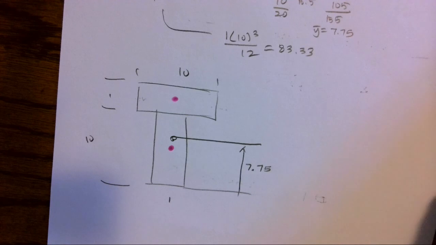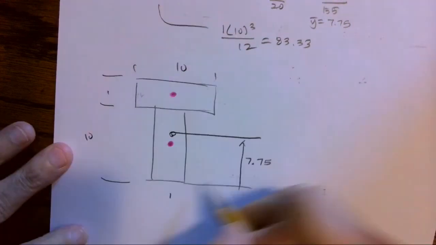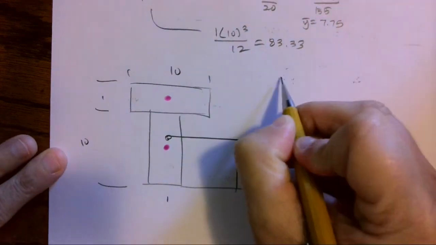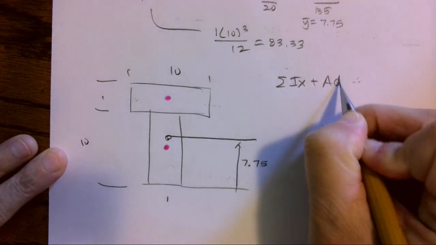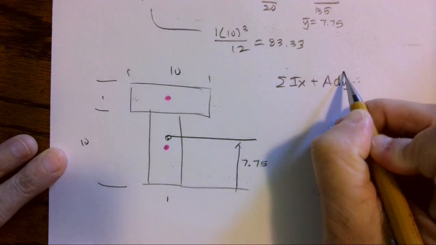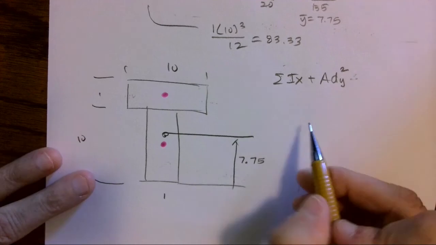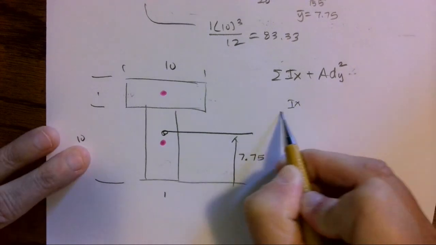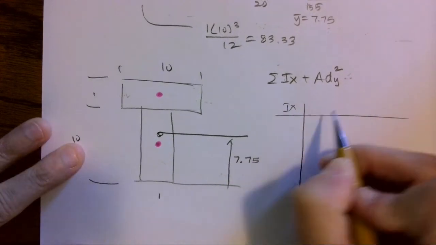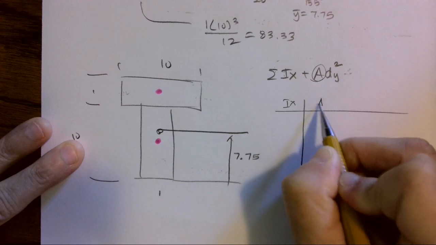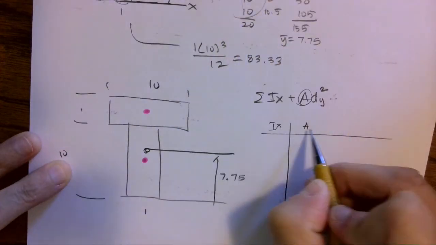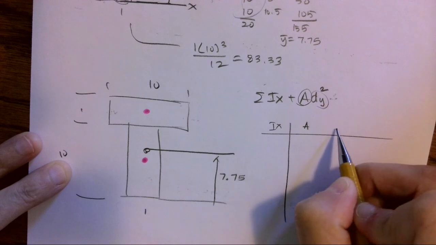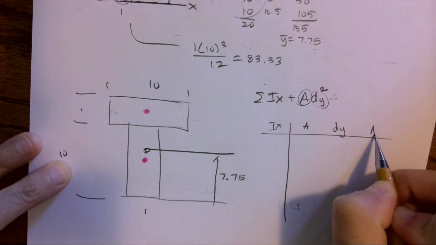So to find the moment of inertia of a compound system, it's going to be the sum of moment of inertias plus A d_y squared. So I'm going to set up my chart again, I sub x. And then, well, I need that area, and luckily, I already have those values up here. And then I need this d_y. We'll talk about that in a minute. And then A d_y squared.